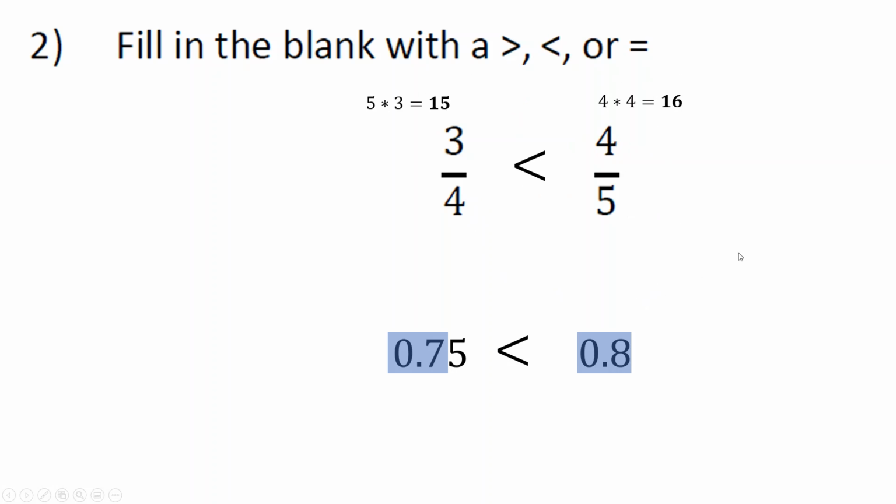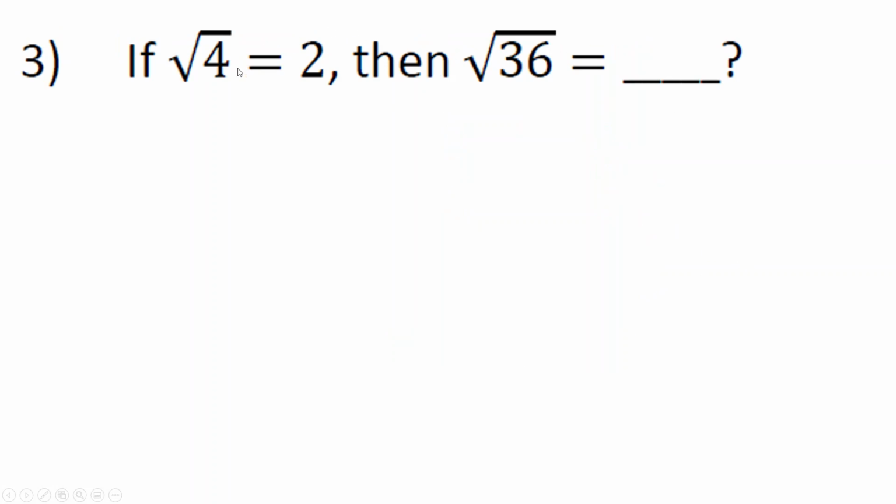All right, we'll keep going. If square root of 4 is 2, then square root of 36 is what? 4 is a perfect square, so its square root is 2 because 2 times 2 is 4. These are other ways you might see it. But square root of 36 is going to be a 6. All right, we'll keep going.